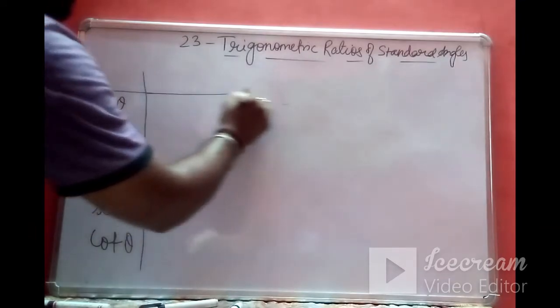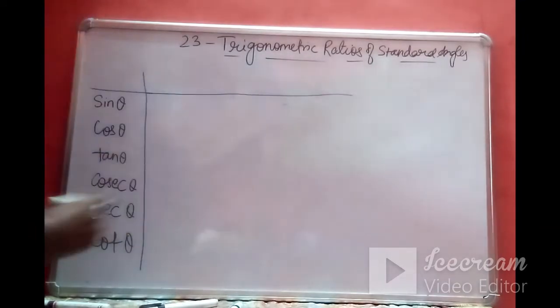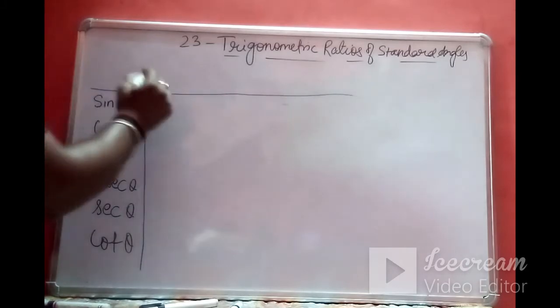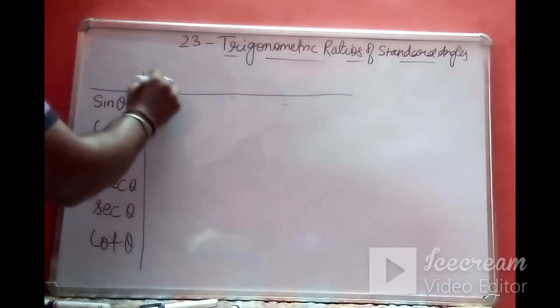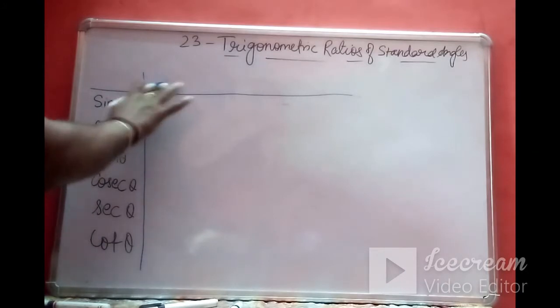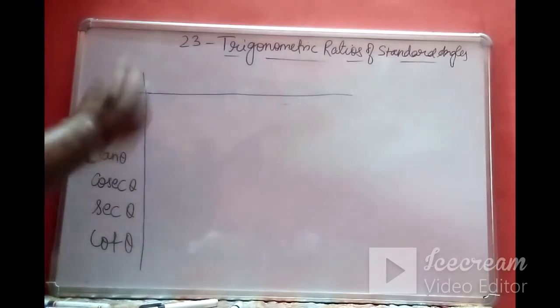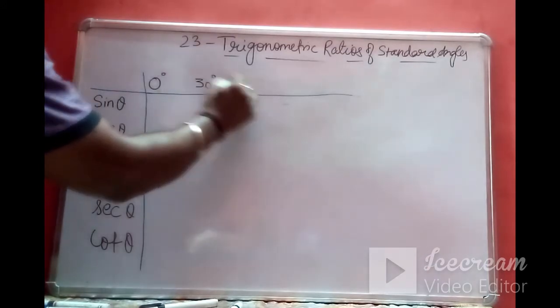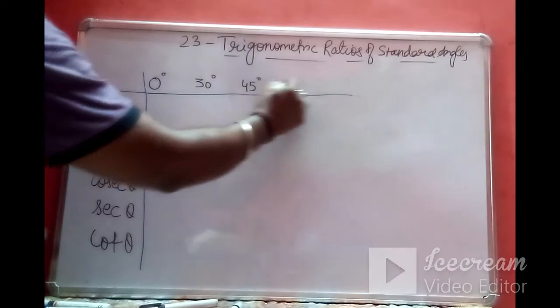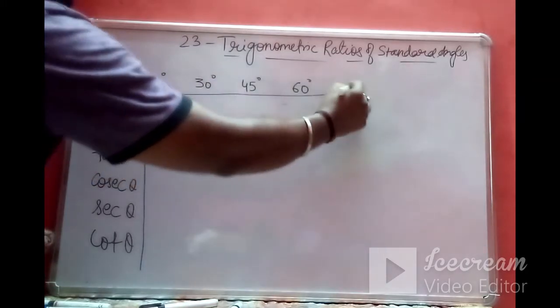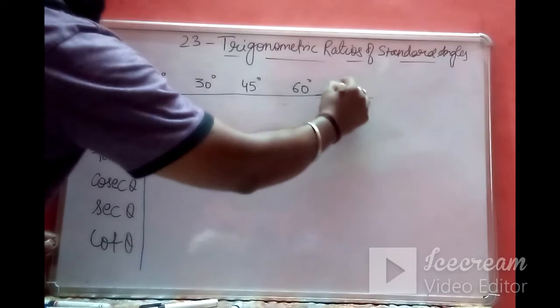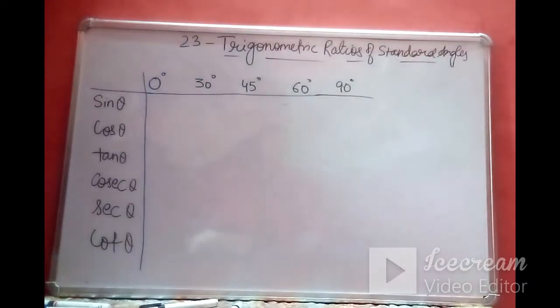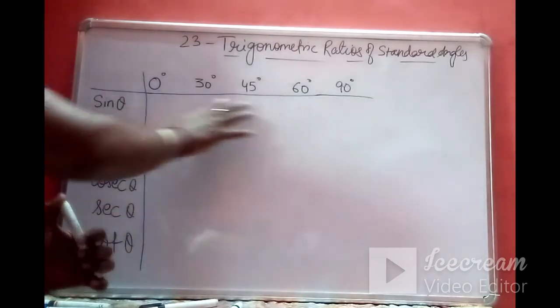So few standard angles are there whose trigonometric ratios are already known to us. Those angles are 0 degree, 30 degree, 45 degree, 60 degree, and 90 degree. Now why are we calling them standard angles? Because we can easily calculate the trigonometric ratios of these angles using the geometric method.